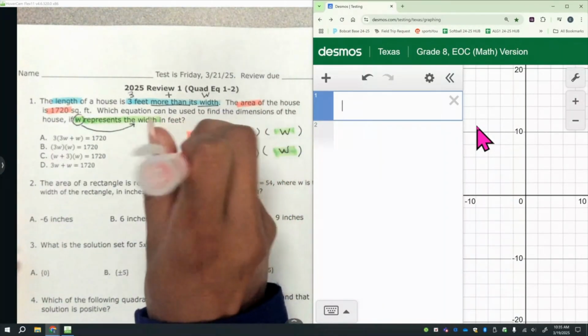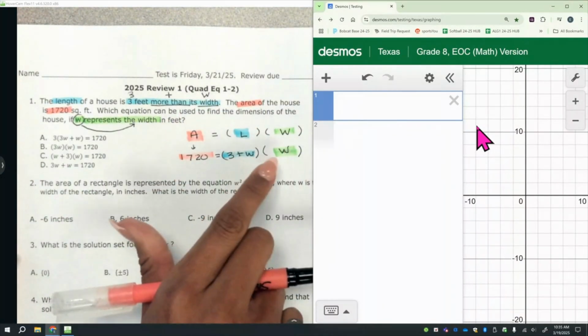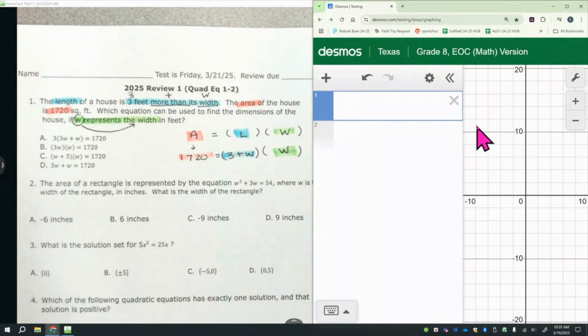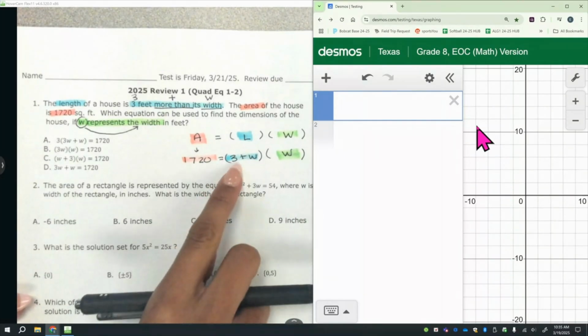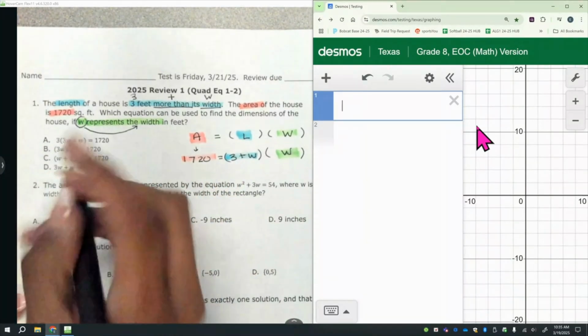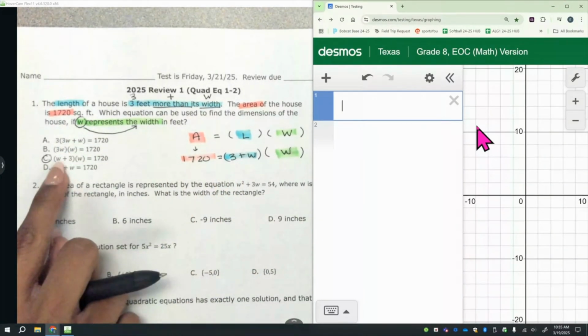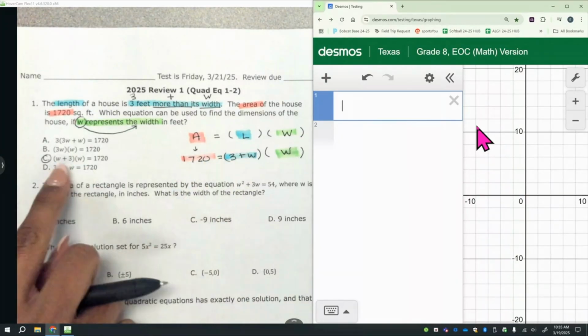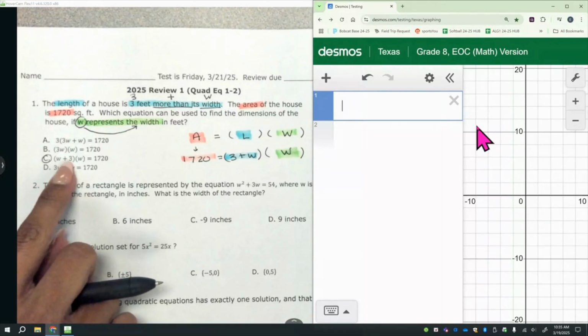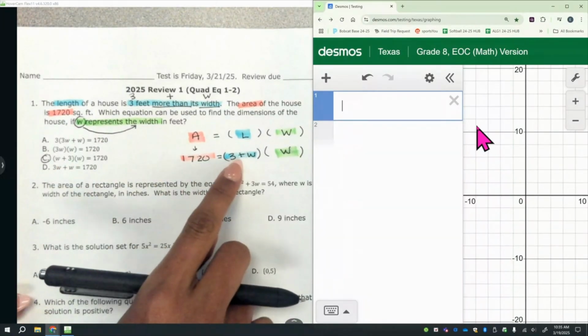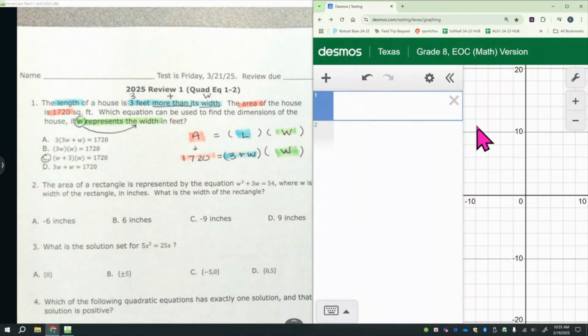And now I am done writing my equation, so I'm just going to find which one best matches this. And be careful, my answer would be C. Even though mine are switched around, they still mean the same thing as long as they're together. W plus 3 is the same as 3 plus W. And that's number 1.